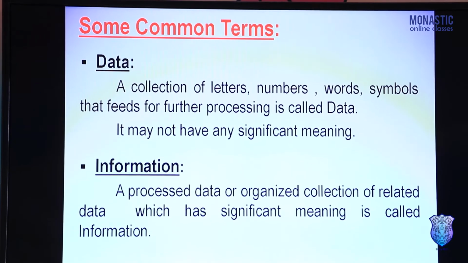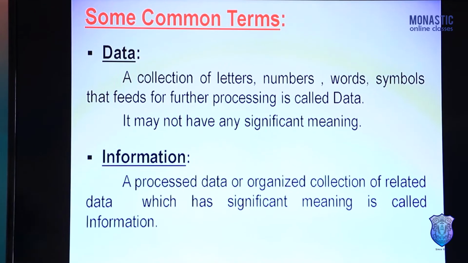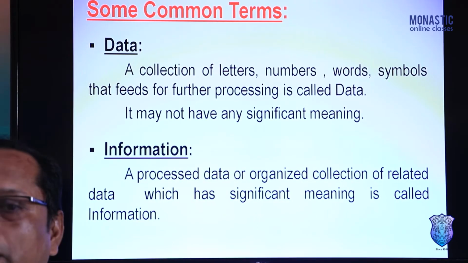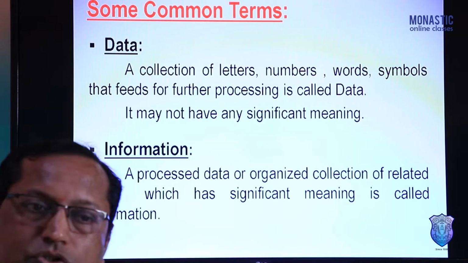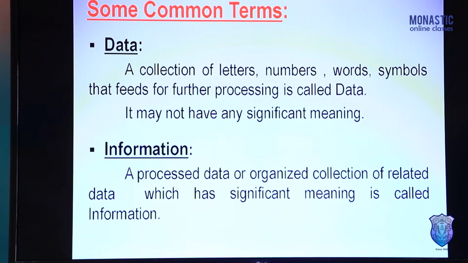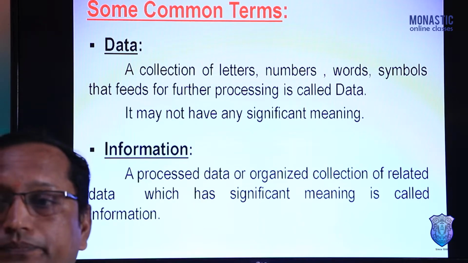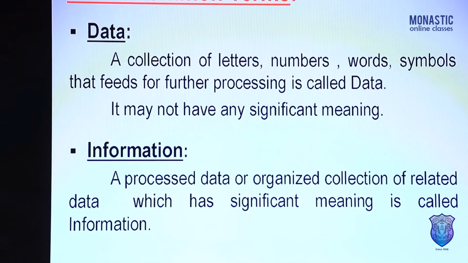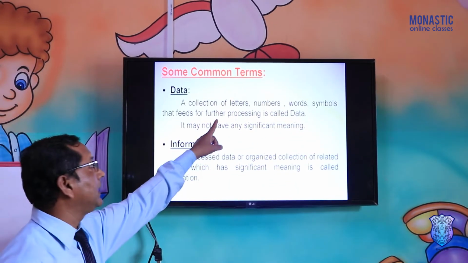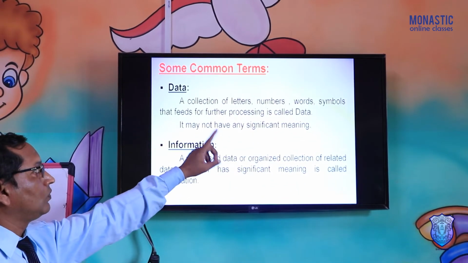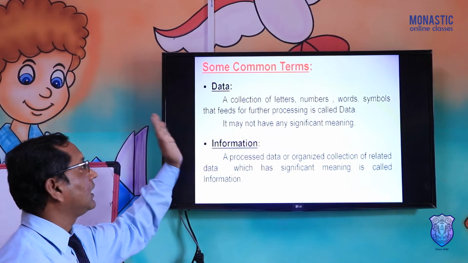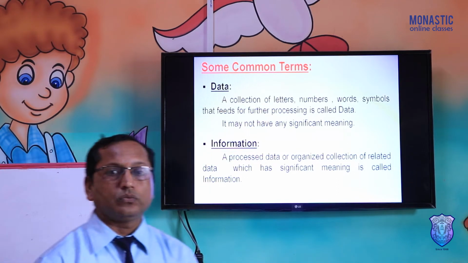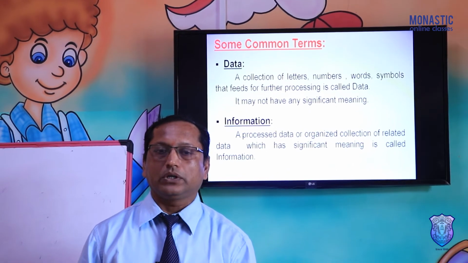First, data. All of us know that a computer can't work without instructions. The alternative name of instruction is data. Anything we type from the keyboard as instructions is called data. So a collection of letters, numbers, words, symbols that is fit for further processing is called data. Without data, the computer will not process.